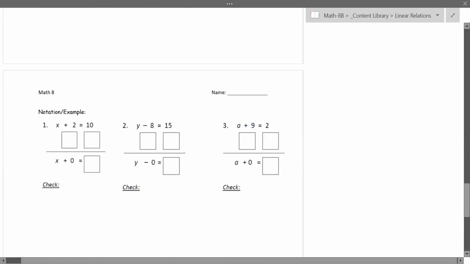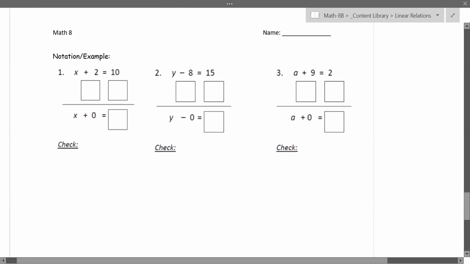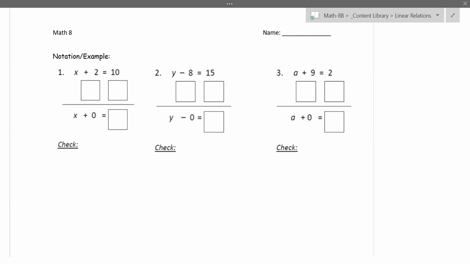Okay. So what's really important in algebra is our notation. We always want to work vertically down the page. You want your equal signs there. So this is also an example of how you can show your notation. So let's go through a couple of these with the checks.